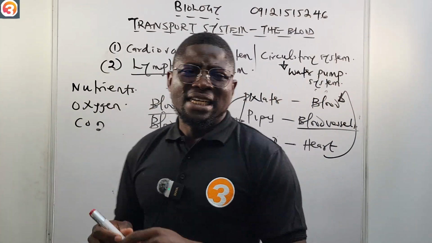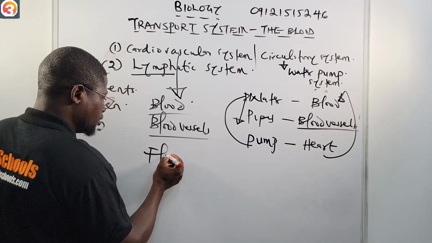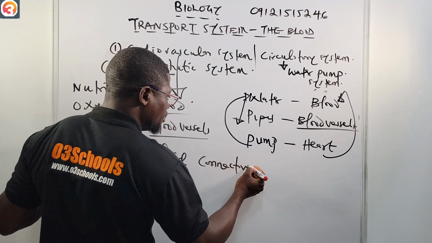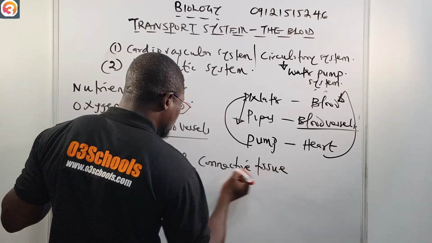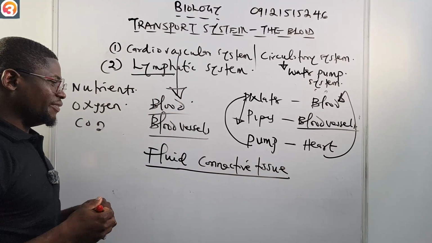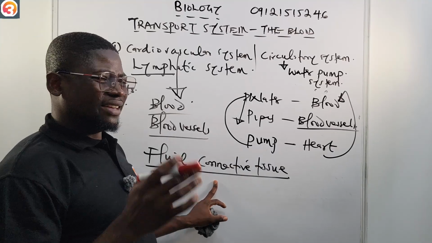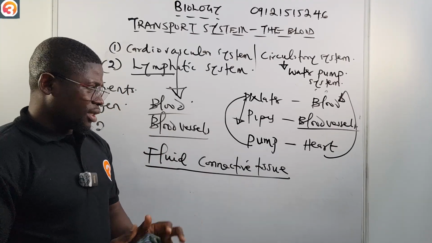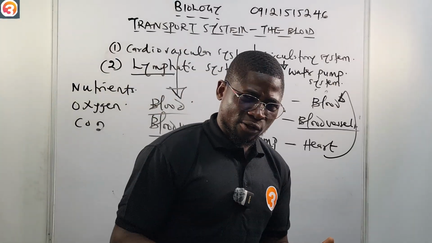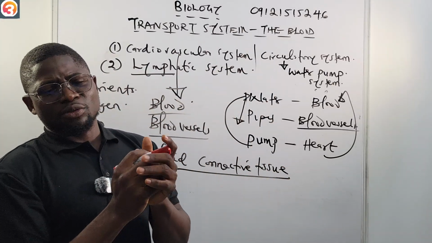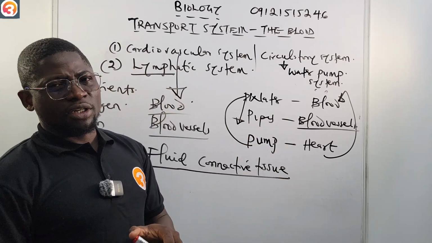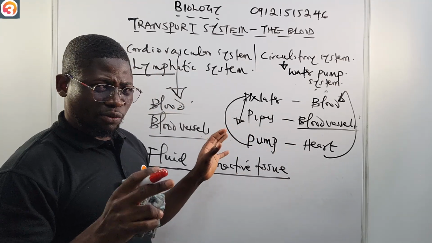The blood is a fluid, and it's a connective tissue. So you can say the blood is a fluid connective tissue. First of all, what is a connective tissue? A connective tissue is a tissue that binds or connects various parts of the body together. That is what a connective tissue is.